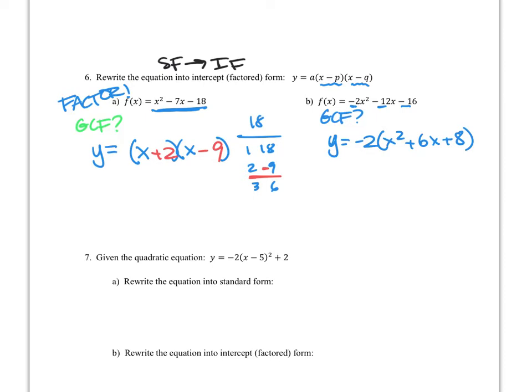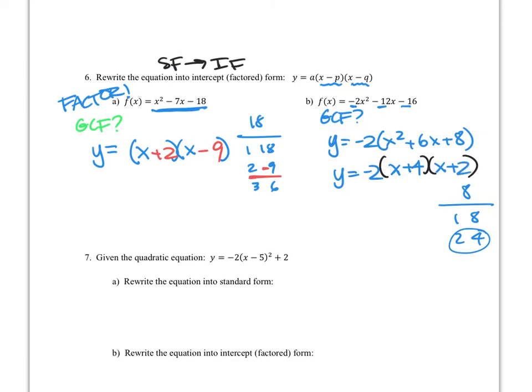What do we need to do next? We need to factor that trinomial. And of course, don't forget to bring down your GCF of a negative 2. Now we're looking for numbers multiplying to get this 8 and adding up to get the 6. So let's do it the old-fashioned way. What are the factors of 8? 1 and 8, 2 and 4. Do you see how this could get us to a 6? So we have x plus 4 and x plus 2.